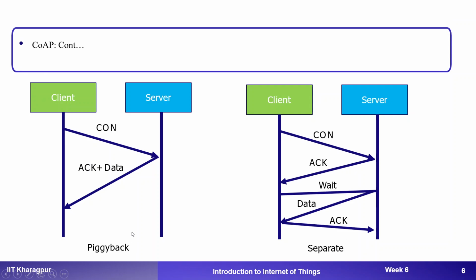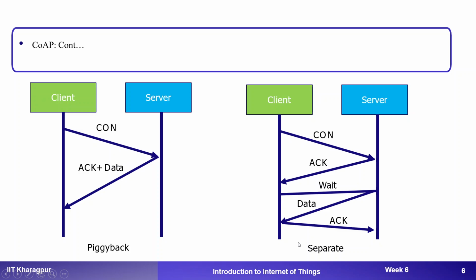Now the next type is piggybacking. Piggybacking means along with your acknowledgement you are sending data also. So initially the client will send the request message, that is your connection establishment message, to your server, and further the server will send an acknowledgement message to your client that the connection has been established, and along with that acknowledgement message only it is sending the data also.